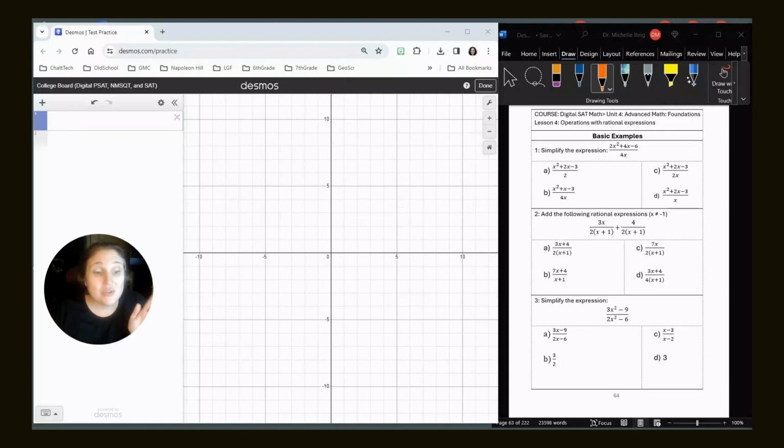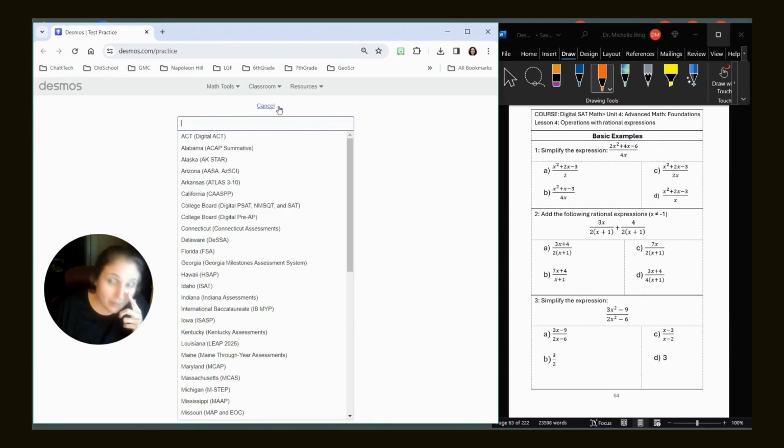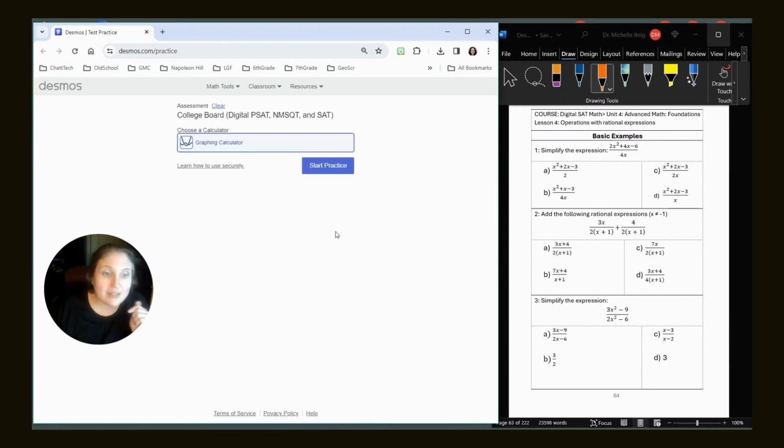All right, the great news is all of these questions have X in them. And because all of them have X in them, it's super easy to type into the Desmos calculator. Remember, if you click the link in the description, make sure you click choose assessment and Digital PSAT. If you have my book, we are on page 64. If you don't, grab your paper and pencil.